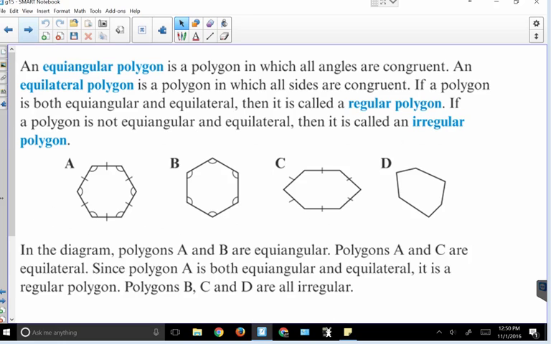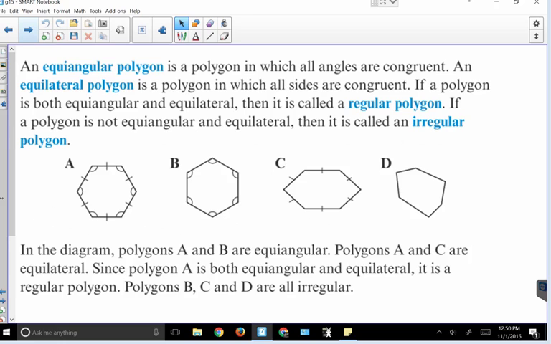So basically, everything is an irregular polygon unless all the angles are equal and all of the sides are equal. If they are like that, then you've got a regular polygon. So when I take a look at A there, A would be considered a regular polygon. It's got 6 sides to it. All sides are equal by the little marks, and all of the angles are equal.